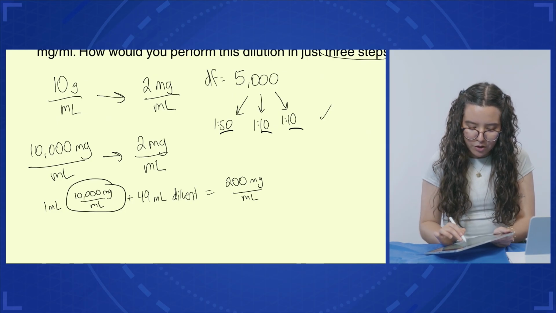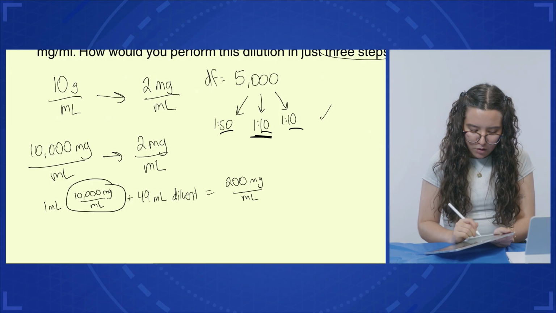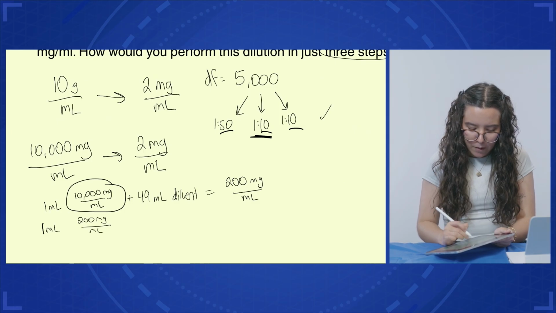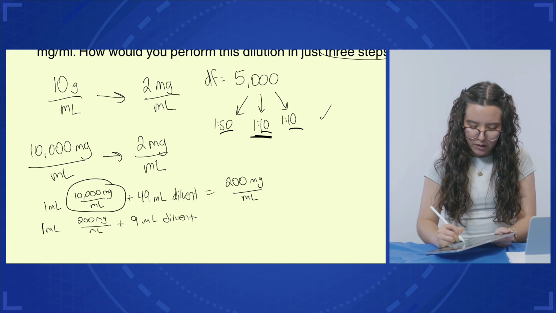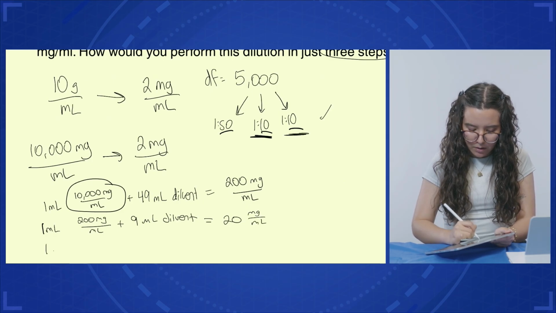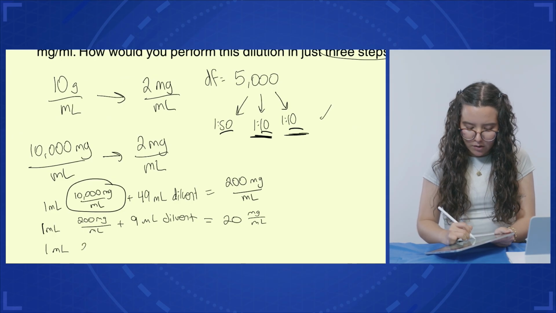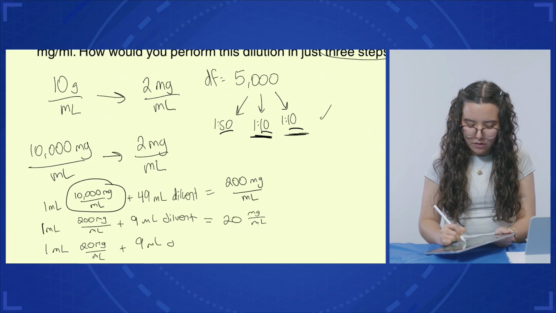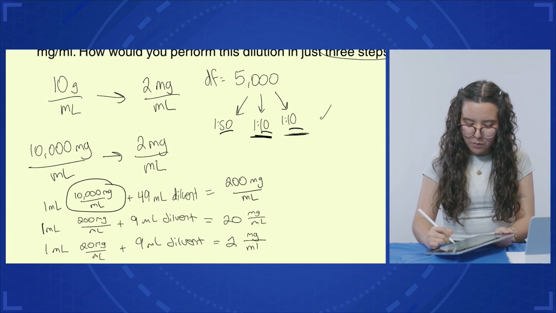Now we want to do the same, but just with this second one. So we can do 1 milliliter of this 200 milligrams per milliliter solution, and then we can just go ahead and add 9 milliliters of our diluent, and that would result in a 20 milligram per milliliter solution. Then we can just do our last one, same as the one from above: 1 milliliter of our now 20 milligrams per milliliter solution, plus 9 milliliters of diluent, leaves us with our final 2 milligrams per milliliter solution that we wanted.